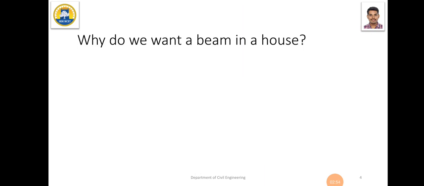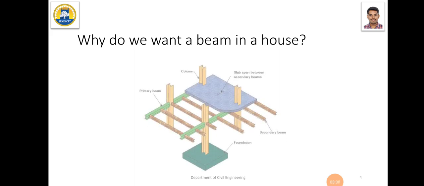Okay, fine. So why do we want a beam in our house? What is the function? What does it actually do? Why do we need that? What if we don't have a beam in a house?